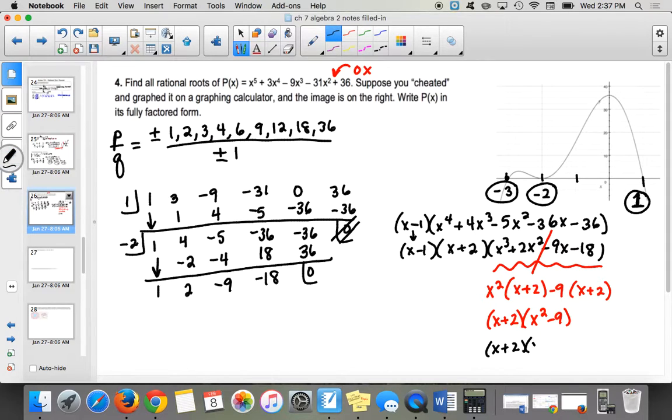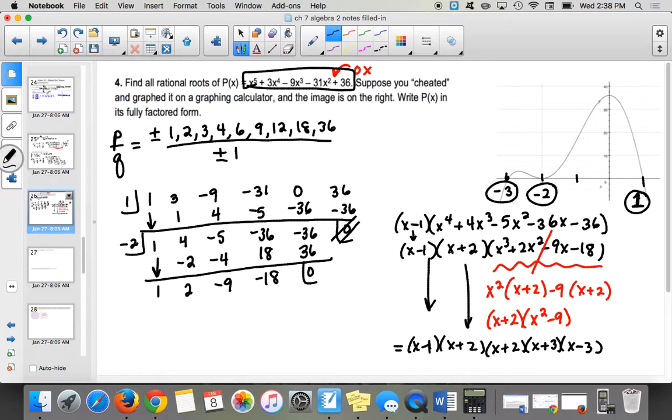So you have x plus 3 times x minus 3, and we still drop these ones. So we have x minus 1 and x plus 2, and you guys just learned how to factor this polynomial. Isn't that so exciting? It's the most exciting thing ever. You just factored it. Look how it factors.